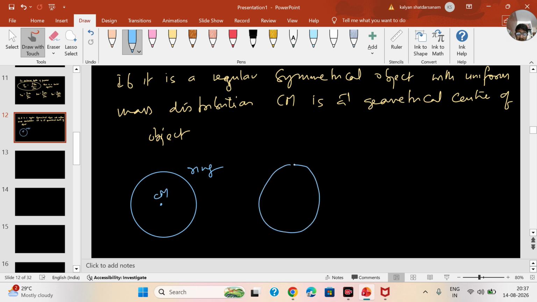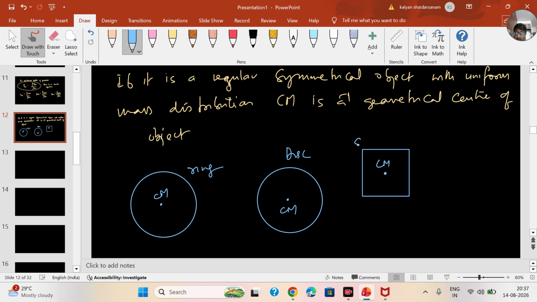Or if you take a disc, again a regular symmetrical object, suppose uniform mass distribution, center of mass will be here. If you take a square plate, center of mass will be here. Okay, even for a square wire frame it will be there. Rectangular plate, center of mass will be here. Okay, rectangular plate. So in these cases we need not integrate. Even if you take coordinate axes and do integration, you will get the geometric center.